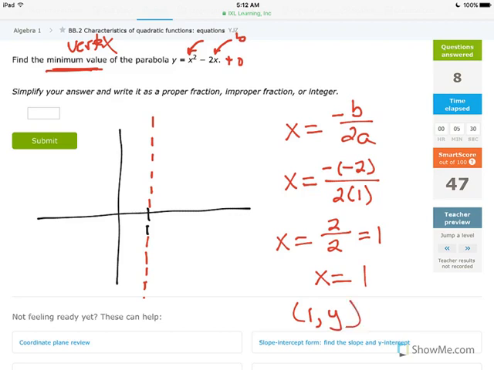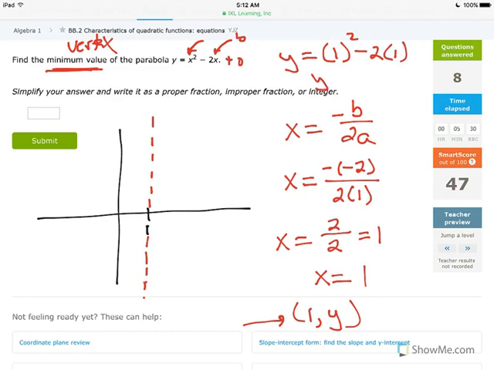So to find the y value, you want to take your x value and put it back into the equation and solve for y. So let's say we have y equals, we know the x value is going to be 1, so 1 squared, minus 2 times the x value, which is 1.